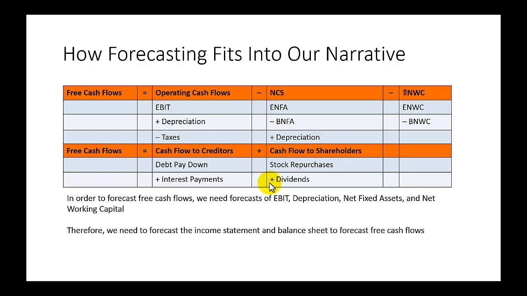So in order to forecast the free cash flows to the firm, we're going to have to be able to forecast the income statement and the balance sheet, because you can see we're going to need EBIT. We're going to need depreciation. We're going to need taxes. We're going to need net fixed assets. We're going to need net working capital. Those are all going to come from the income statement and the balance sheet. So this is how percentage of sales forecasting fits into our narrative.